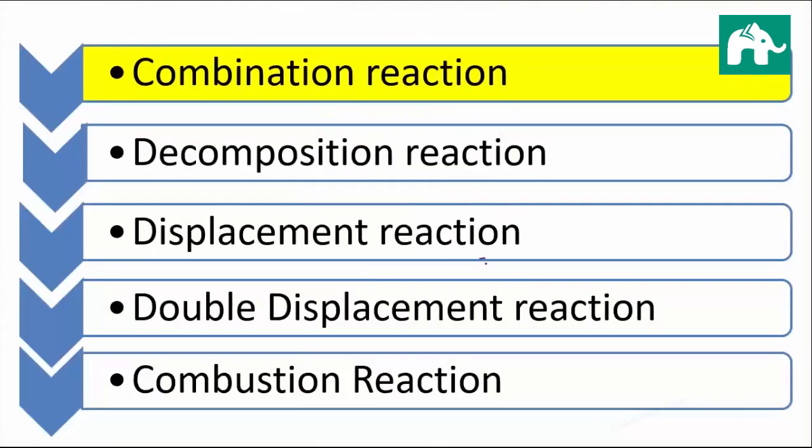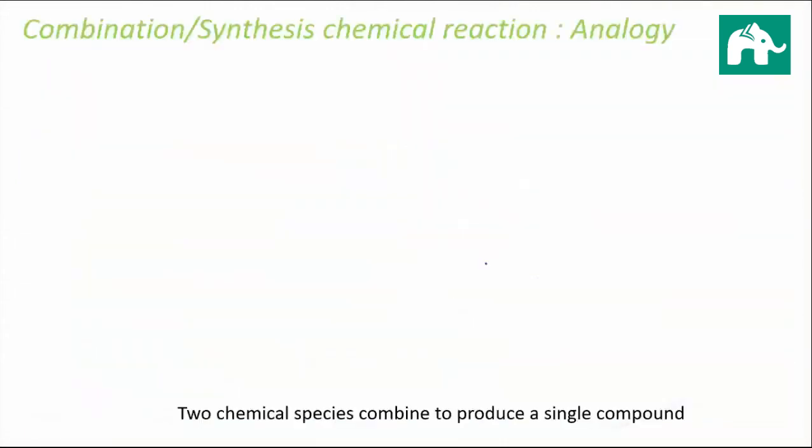Let's start with combination reaction. So what's a combination reaction? As the name suggests, combination, combine. When two chemical species combine to produce a single compound, that is called a combination reaction. This is also called a synthesis reaction because in this reaction, a new compound or a new product is synthesized or manufactured. Right? So the general format looks like this. A plus B forms AB.